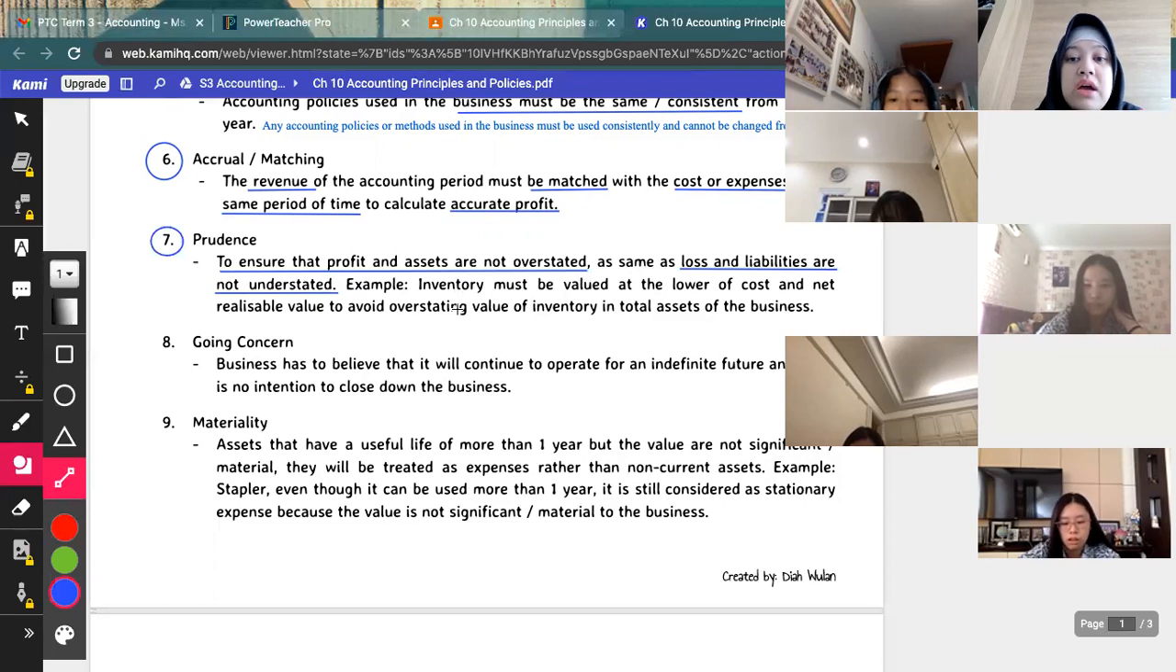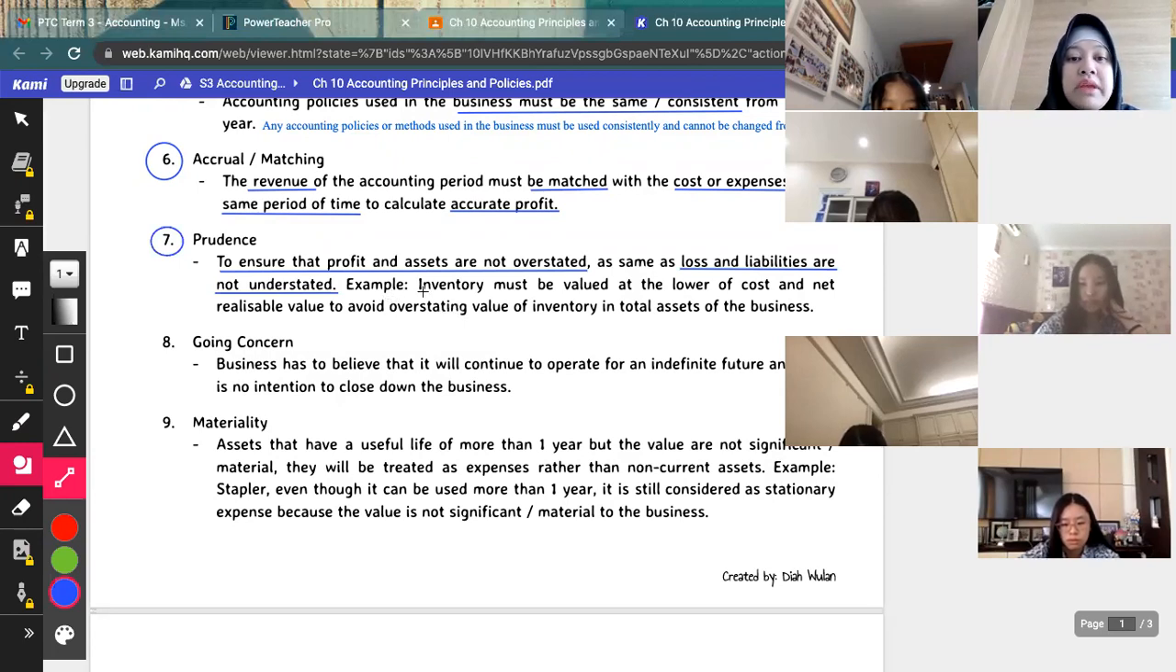Once again, we cannot present assets, profit, loss, and liability not as true as they are. Yeah, we have to make sure assets and profit are not overstated than they're supposed to be, and loss and liabilities are not understated than they're supposed to be. Do you understand the word overstated? It's bigger than it's supposed to be, yeah? Understated, lower than it's supposed to be, okay?